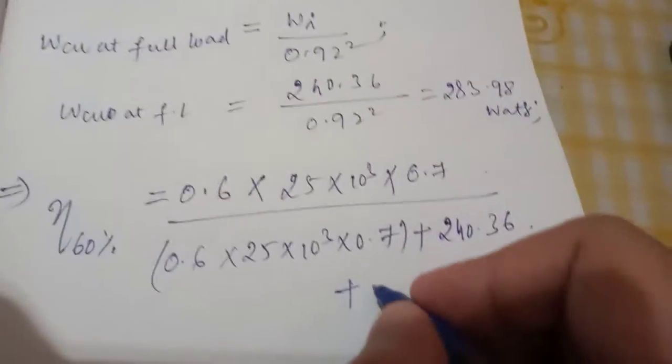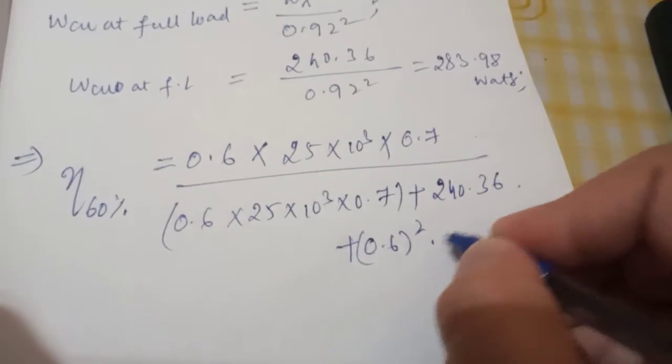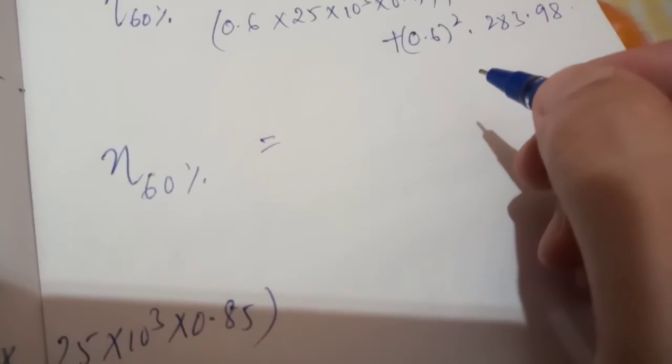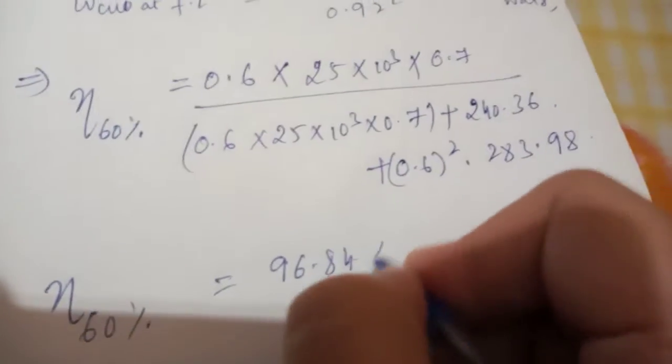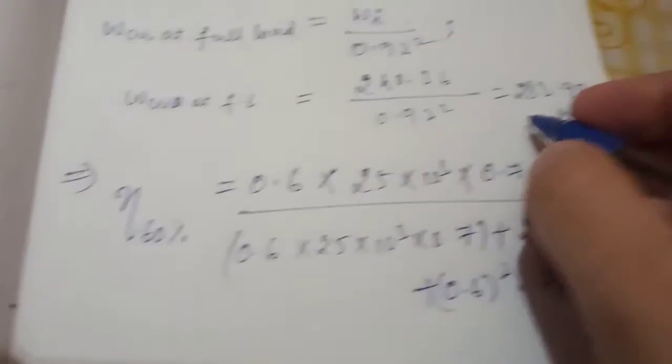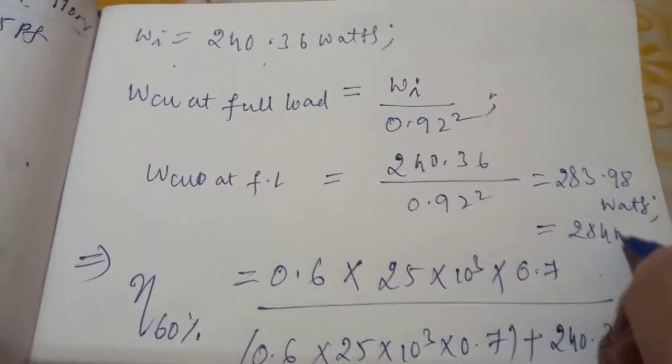What is x? 0.6 whole square into 283.98. So eta at 60% will come around 96.84%. So iron loss we have calculated 240.36. What is copper loss at full load? 283.98, it comes around 284 watts. Now I will just review the problem.